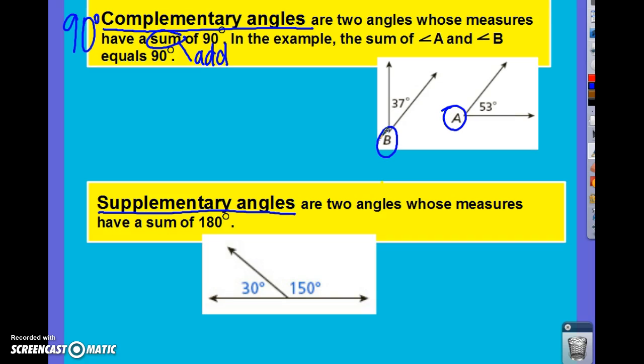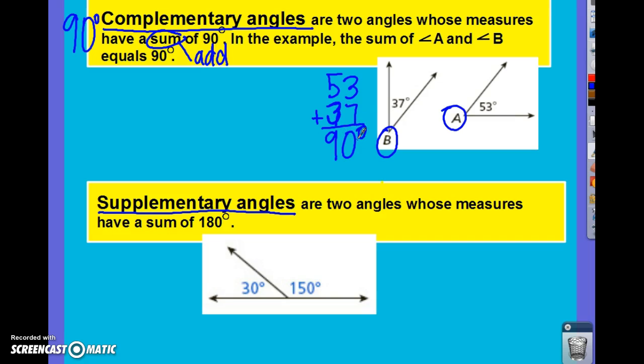Notice they are not adjacent. They are not next to each other. Complementary angles do not have to be next to each other to be complementary. Okay? So these guys are not next to each other, but they are still complementary angles. And I know this because 53 degrees plus 37 degrees adds to 90 degrees.